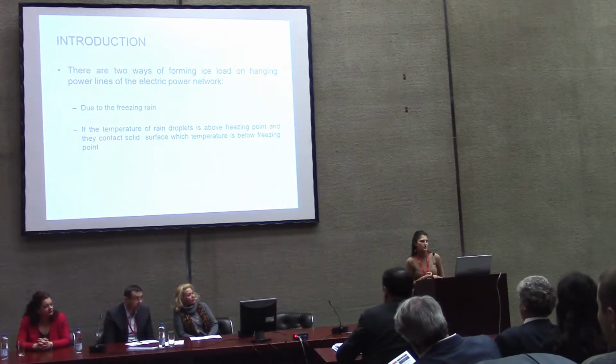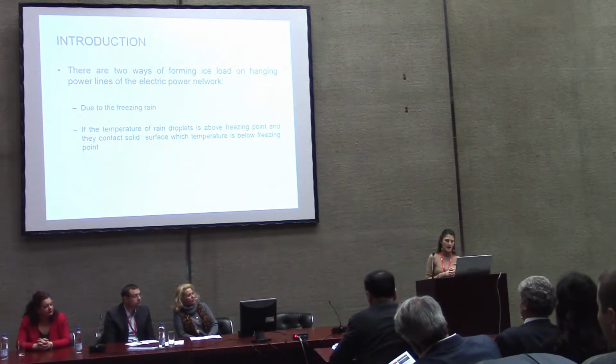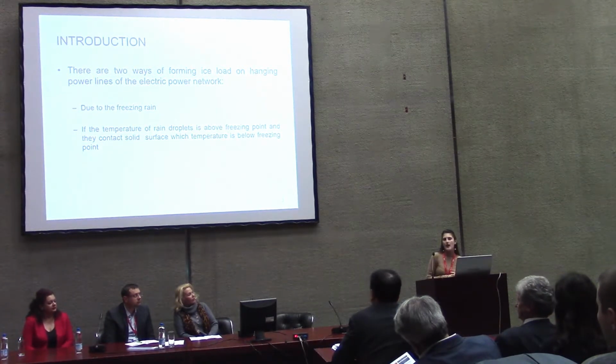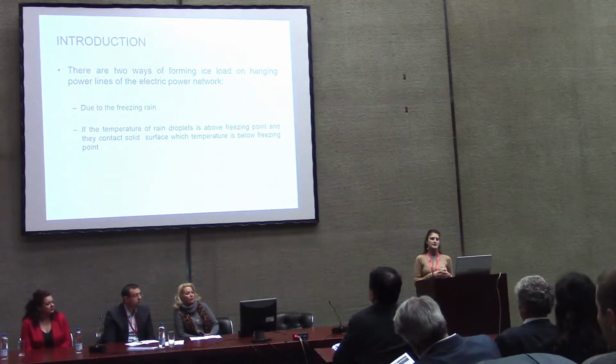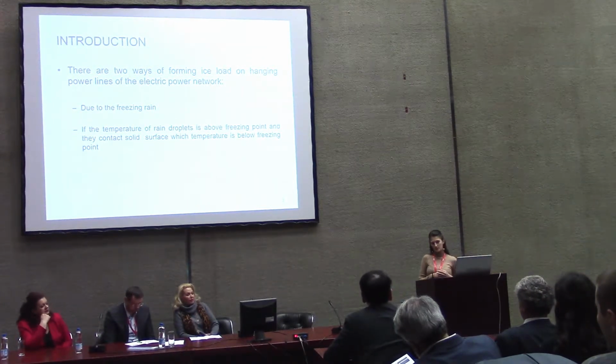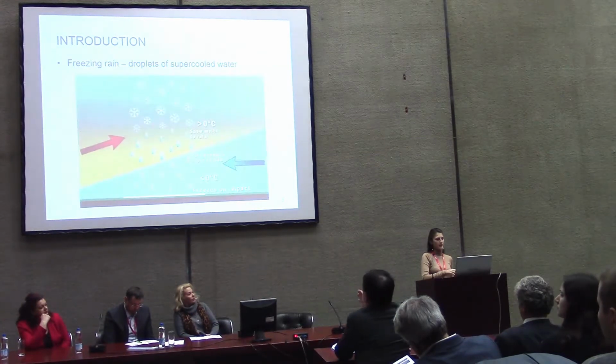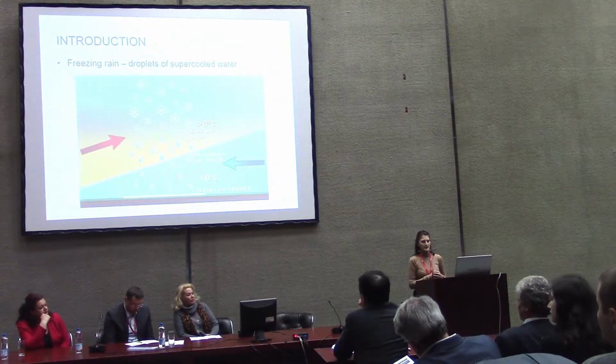There are two ways of forming ice load on hanging power lines. The first case is due to freezing rain, and the second case is if the temperature of rain droplets is above freezing point and they contact a solid surface whose temperature is below freezing point. So let me explain what freezing rain is.